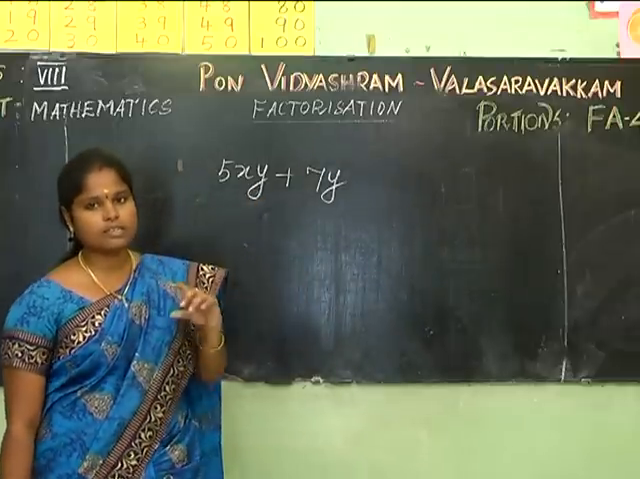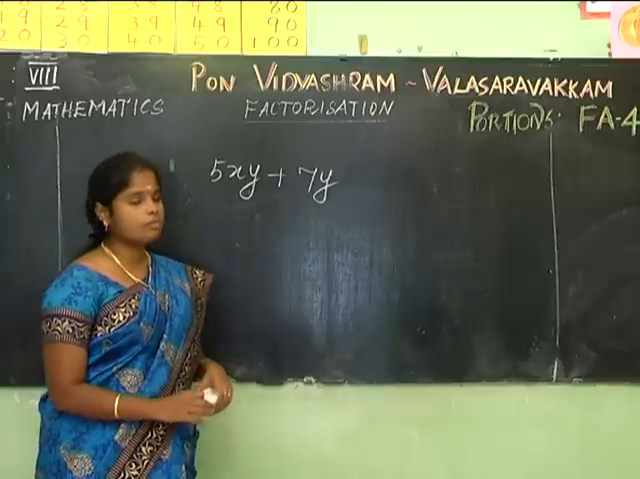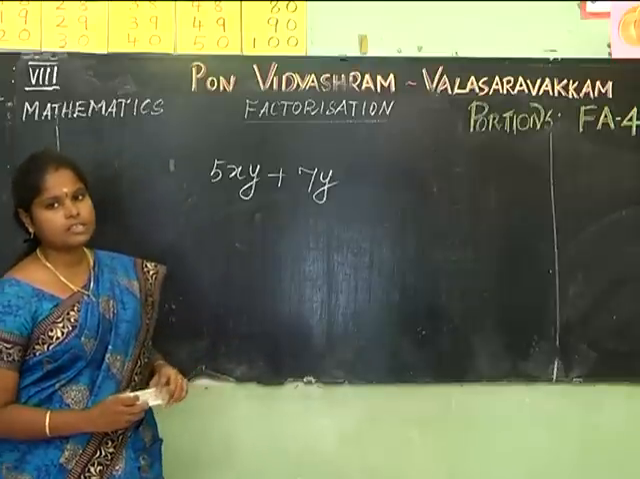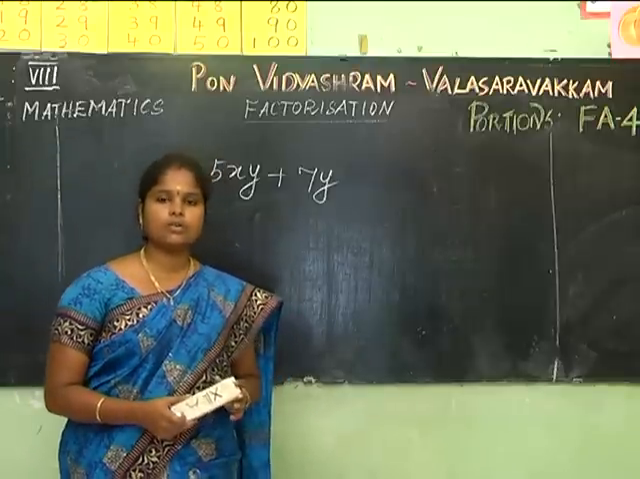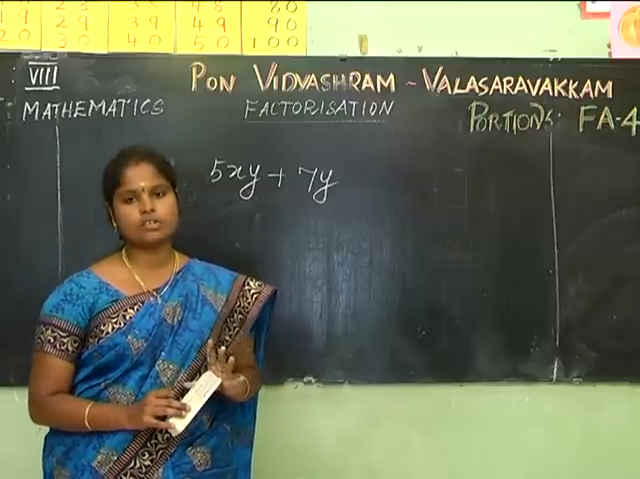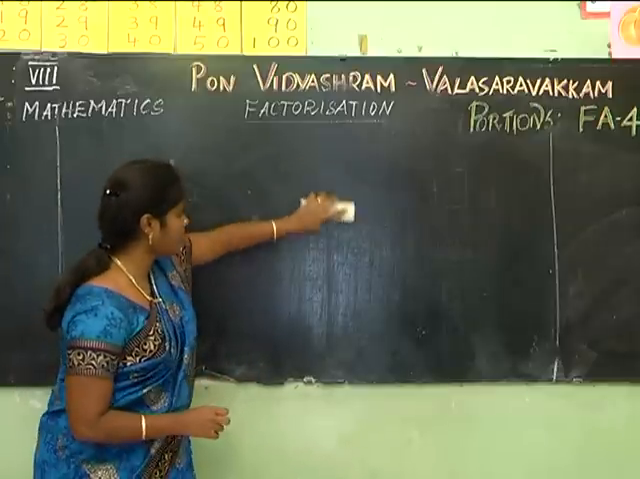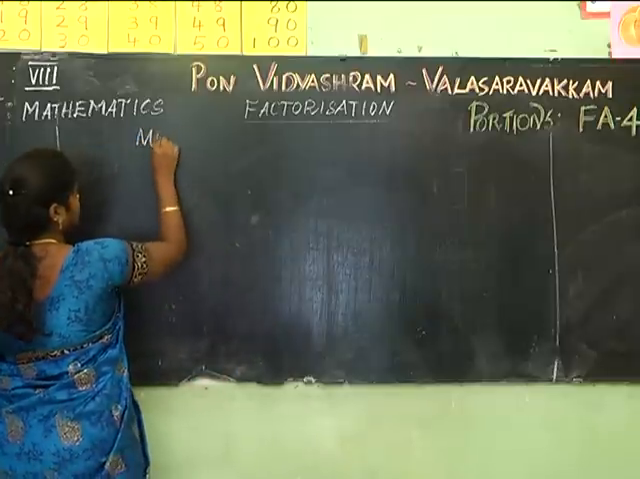To factorize the given polynomial, totally 4 methods are there. First method is the method of common factor. Next is regrouping the terms. Third one is using identities. Then the last one, factors of (x plus a) into (x plus b). First we'll see the first method, the method of common factor.